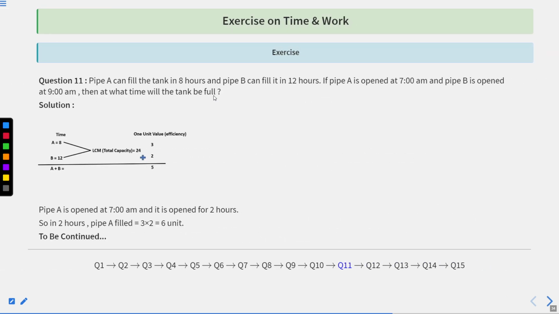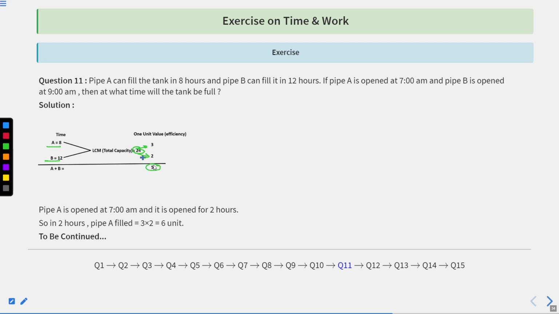So we are provided that A takes 8 hours and B takes 12 hours. So you can find the capacity of the tank by just taking the LCM of A and B, that is 24. Now the second most important thing that we are going to find is the efficiency of A and the efficiency of B. The efficiency of A will be 24 upon 8, that is 3, and the efficiency of B is 24 upon 12, that is 2. So the combined efficiency is 3 plus 2, 5.